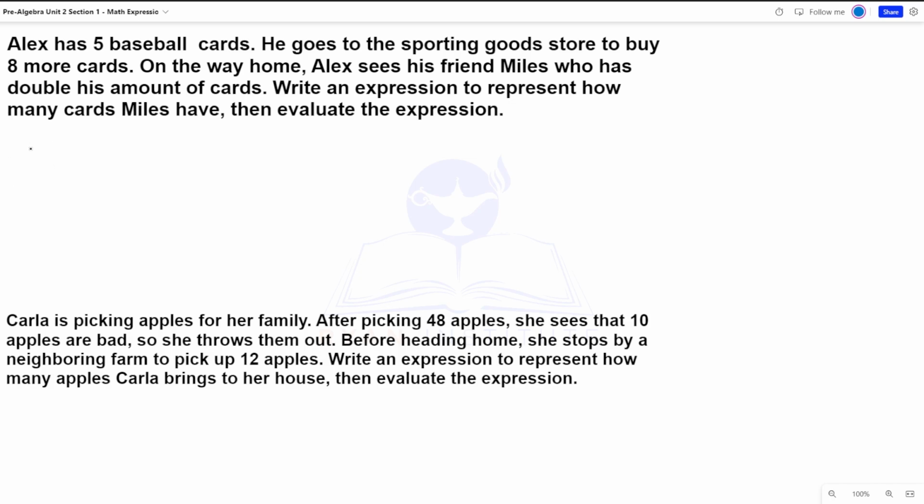So starting off, Alex has 5 cards. He goes to a sporting goods store to buy 8 more cards, so he's adding 8 to his collection. On the way home, his friend Miles has double the amount of Alex's cards. So the expression would be 2 times the sum of 5 and 8. And this will represent the amount of cards Miles has.